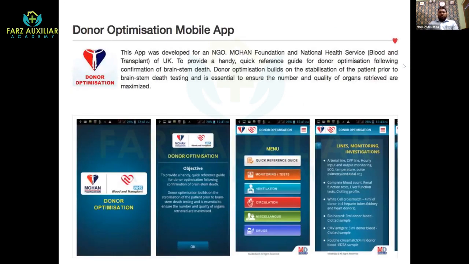There is one app, it's one of my favorites. It's available in the UK and some countries. If you go through this app, you won't miss anything regarding optimization.